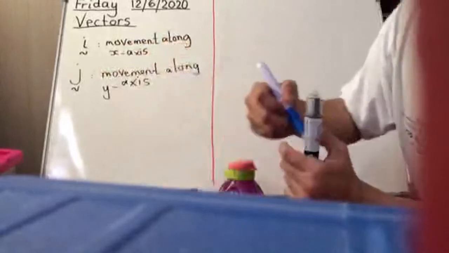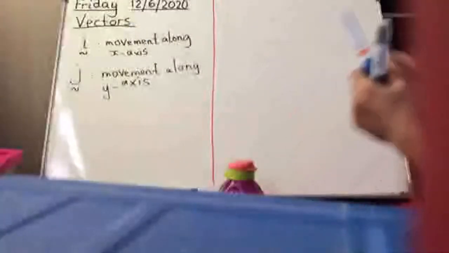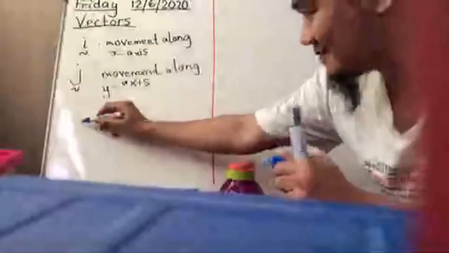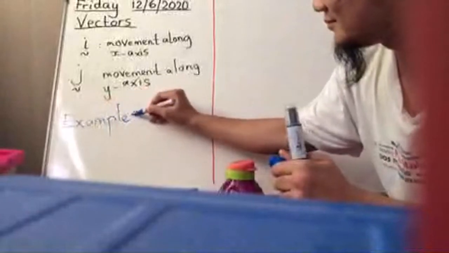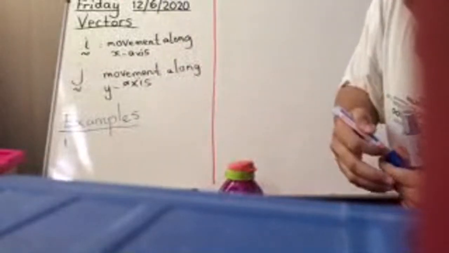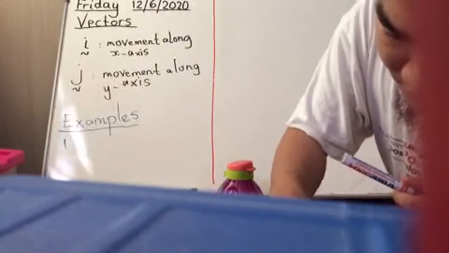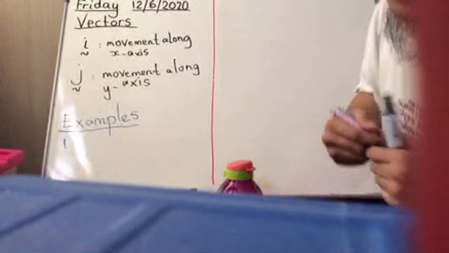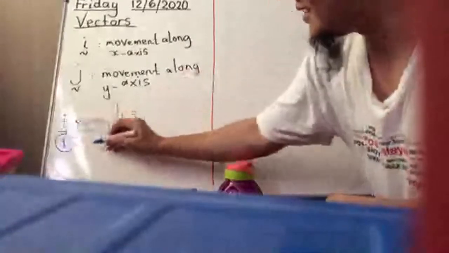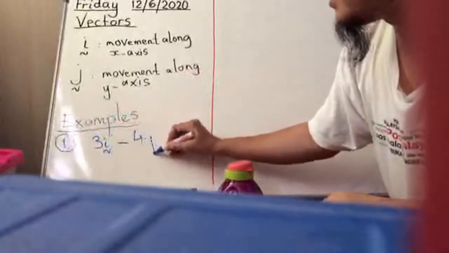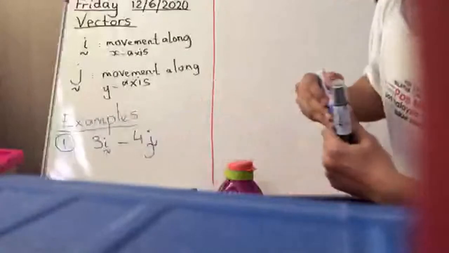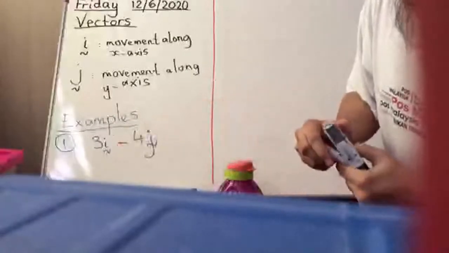Okay, let's say we draw a vector. Example number one. Let's say you have 3i minus 4j. How do we draw this? This is the 3i minus 4j vector.